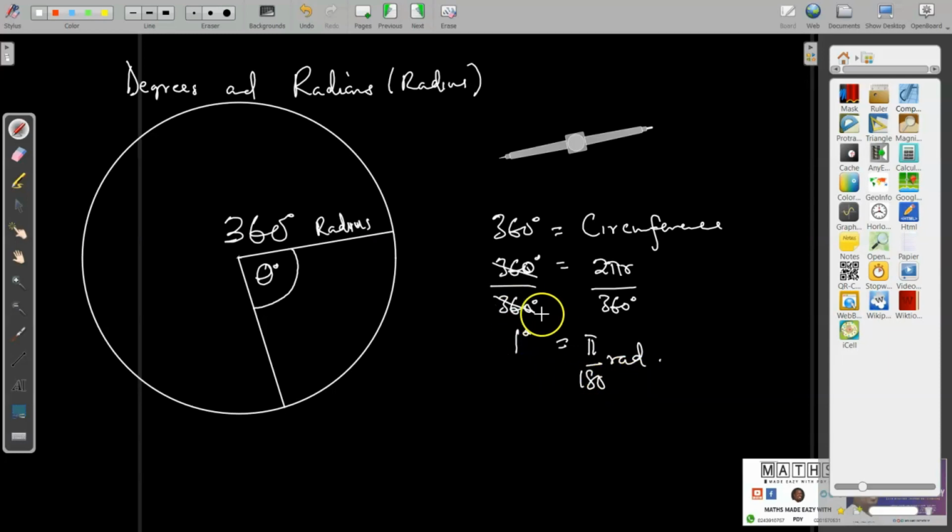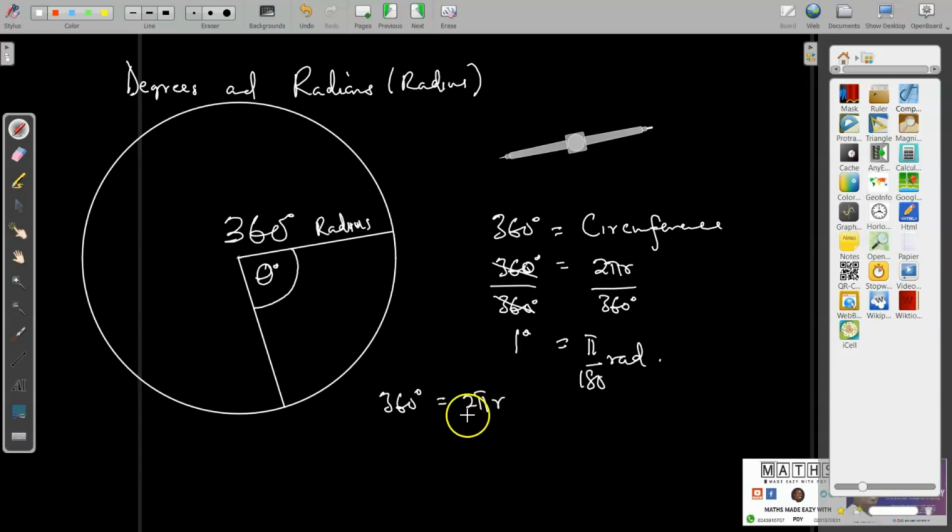Then again, with this same formula, with this conversion, 360 degrees is equivalent to the circumference of a circle. So 360 degrees is equal to 2 pi r. Hence, if I want 1 degree, how many radians am I going to get? 1 degree will be equivalent to pi over 180 radians. Then again, from the same relation, 360 degrees is equivalent to 2 pi radians.